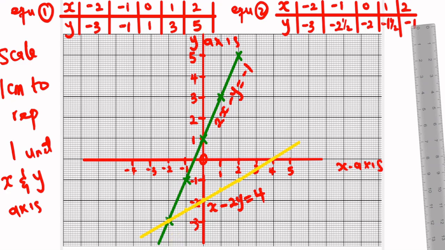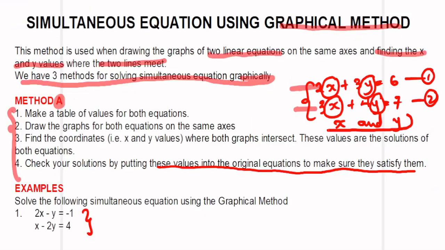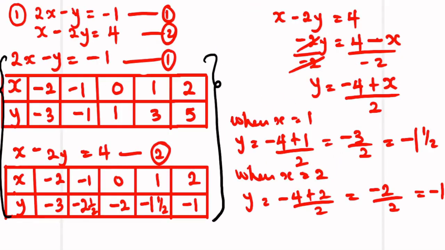Let's go to the method and read what it says about finding the solution of the graph. It says, number 2, draw the graph for both equations on the same axis. We've drawn that. Now find the coordinates, that is x and y values, where both graphs intersect. So where the two lines meet is the solution of this graph. Now the last thing says, check your solution by putting this value into the original equation to make sure they satisfy them. So that's the last thing we have to do.